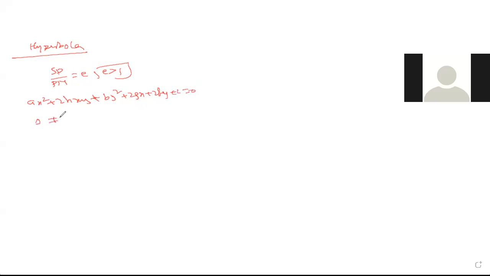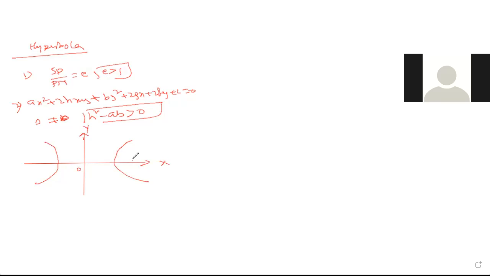ax square plus 2hxy plus by square plus 2gx plus 2fy plus c equal to 0. So delta is not equal to 0, and h square minus ab is greater than 0. If this is the condition, this is the first definition, this is the second definition, you know very well, right? And moreover, here we have only one diagram for hyperbola. Like a parabola we have 4, in ellipse we have 2, whereas here we have only one.